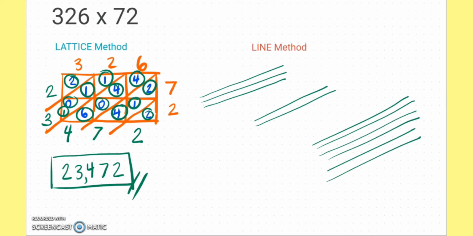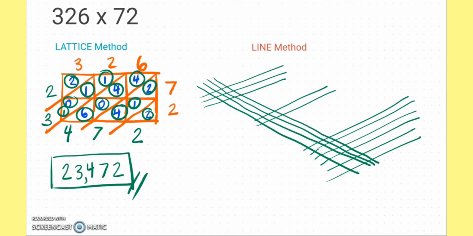Then we have 72 from the multiplier. 7 first. So we start from below. So we have 7. Wait, let us just extend these lines. We have 7. 1, 2, oops, sorry. 3, 4, my lines are getting wavy. 5, 6. Oh no, that's only 6. We need 7. So let's put the other line here. 7 there.